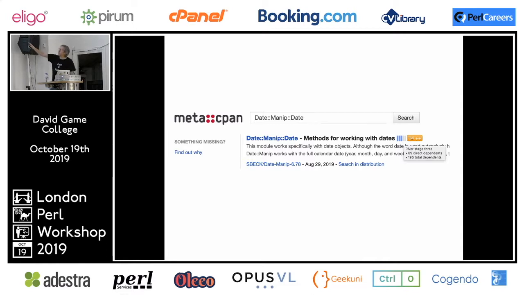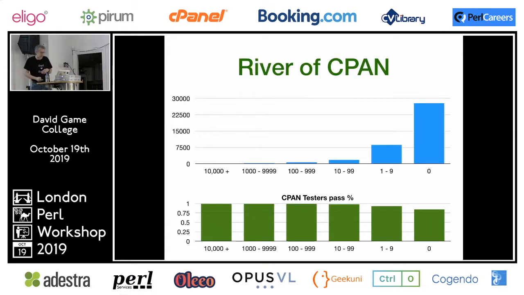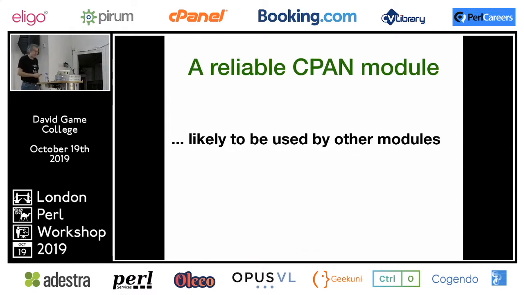When you go to MetaCPAN and search, you get this little blue picture that shows you the river, and if you hover on it, it shows you the number of direct dependents, which are modules directly using this module, and the number of total modules that are relying on it. There's the graph. I knew it'd turn up. So a reliable module is likely to be used by other modules.